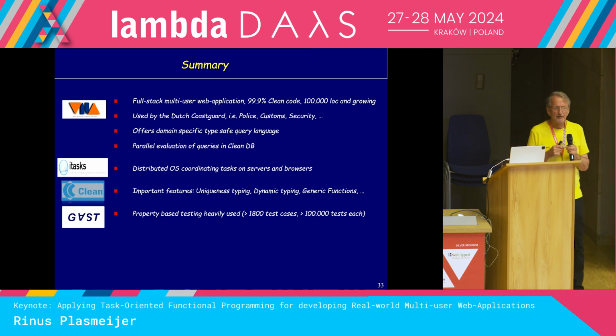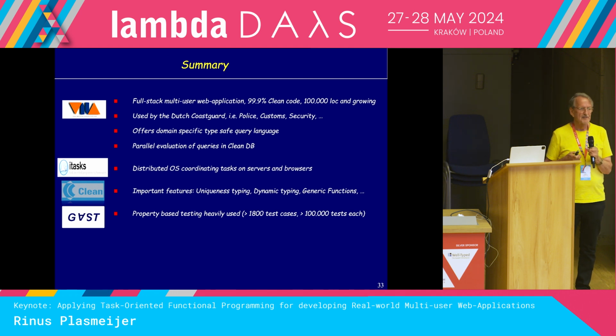What I didn't mention is that we use our Clean version of QuickCheck, Gast, made by Peter Achten, a lot. So what we do is every evening we generate everything from scratch. So the Clean compiler, the libraries, the applications, everything is generated from scratch every day. And then it goes through this property-based testing system. We have about 1,800 test cases and 100,000 tests each. And we do it every evening to see if everything is still working.